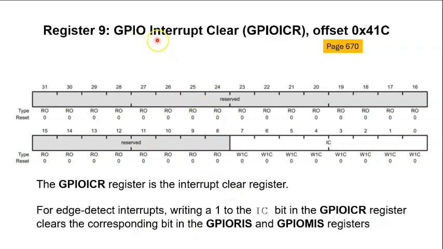Now, this is the GPIO interrupt clear, or GPIO ICR. Offset is 41C, and you can find this on page 670 of the datasheet. Again, only 8 bits out of the 32 bits are used. And for edge detect interrupts, writing a 1 to the IC bit in the GPIO ICR register clears the corresponding bit in the GPIO RIS and the GPIO MIS registers.